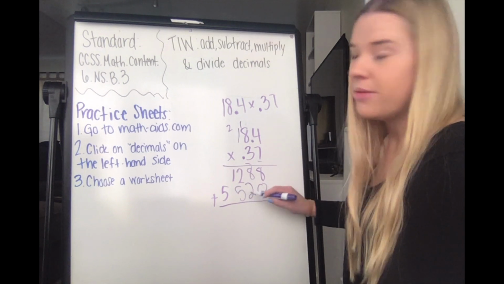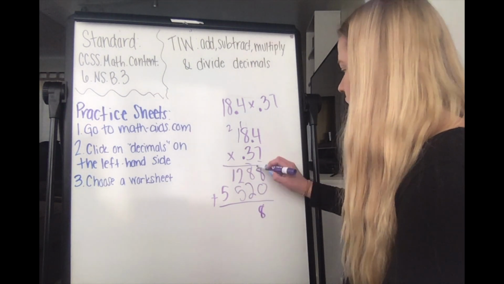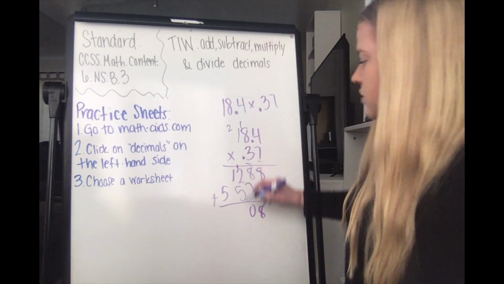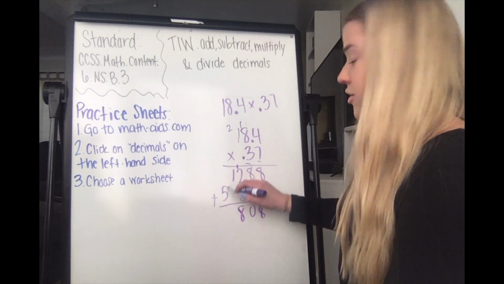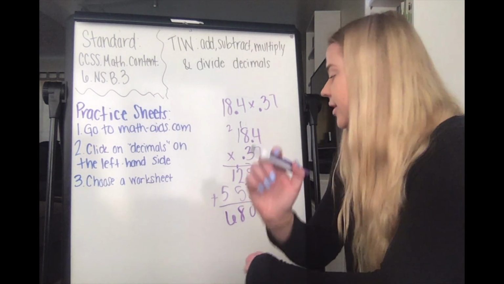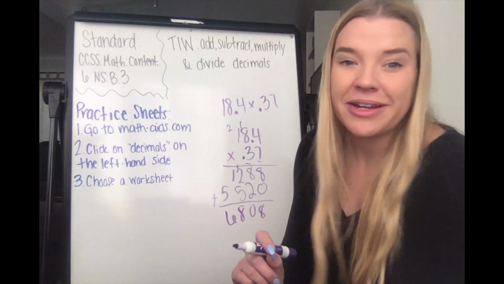Now I'm just going to add them up. So I have 8 plus 0 is 8, 2 plus 8 is 10, 5 plus 2 plus 1 is 8, and those are not lined up at all, but it should be 5 plus 1, which is 6. Okay, so now I actually have to worry about my decimal.